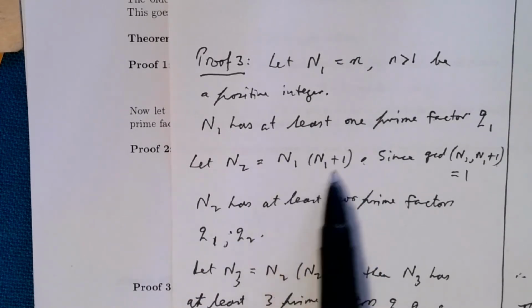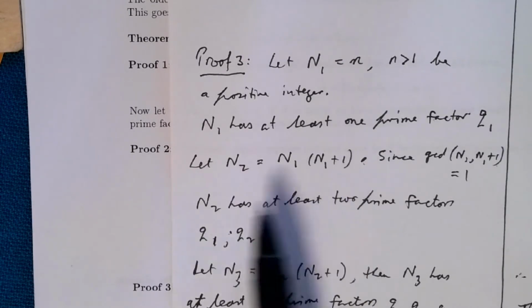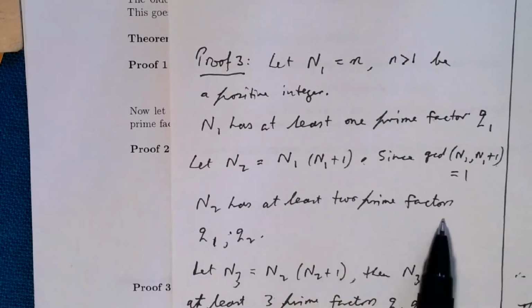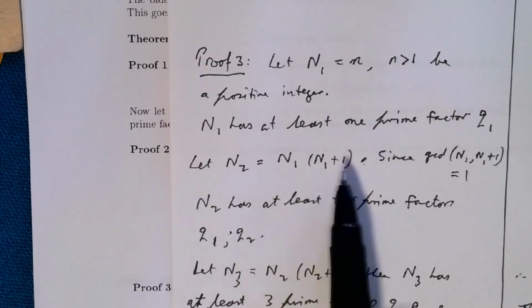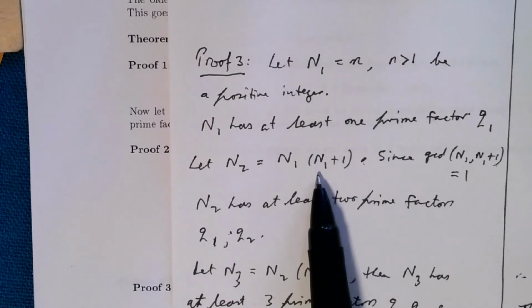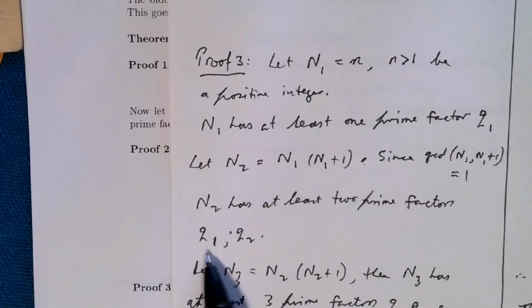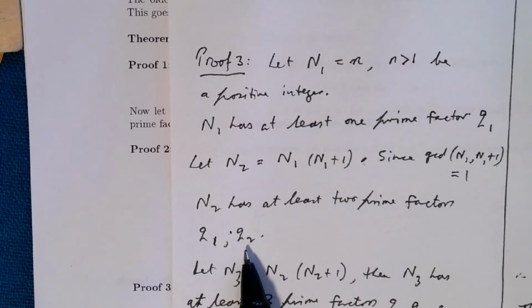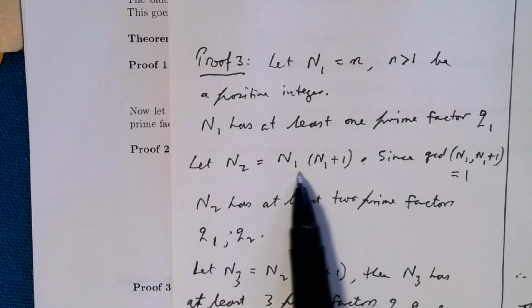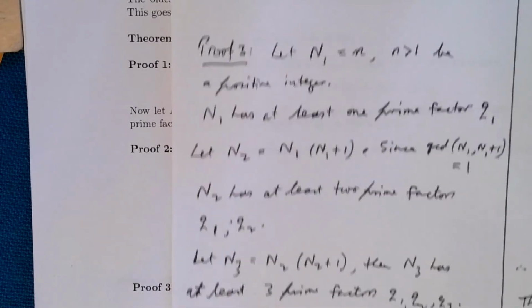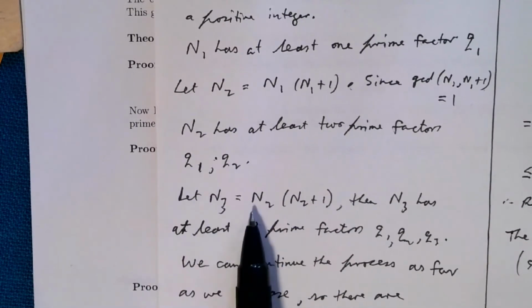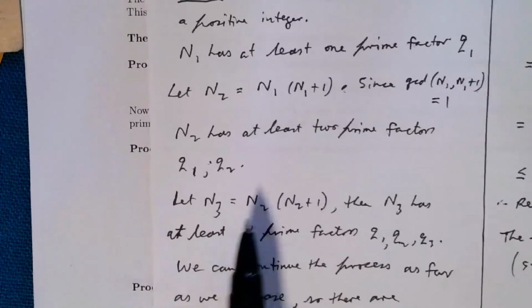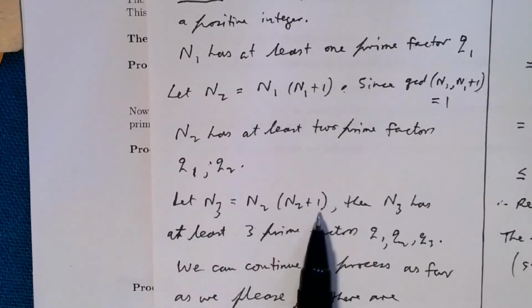Now because the GCD again of these two consecutive numbers is 1, n2 has at least two prime factors. We know it's got prime factor q1 from the n1, and this number here must have another prime factor, which I'm going to call q2, and it can't be equal to q1 because these two numbers have no common factor except 1. Now I take the number n3, and I define that by taking n2 multiplied by n2 plus 1.